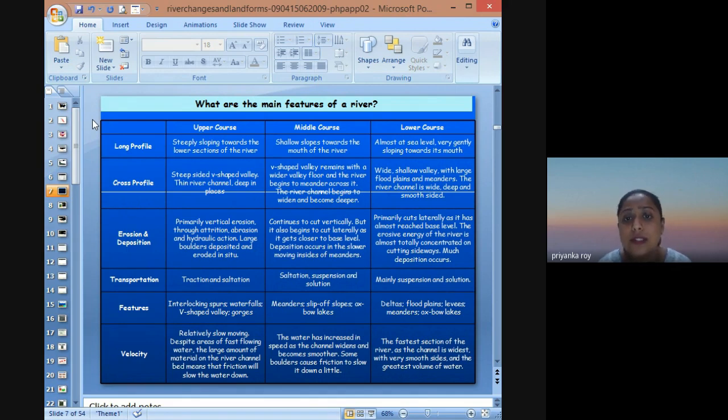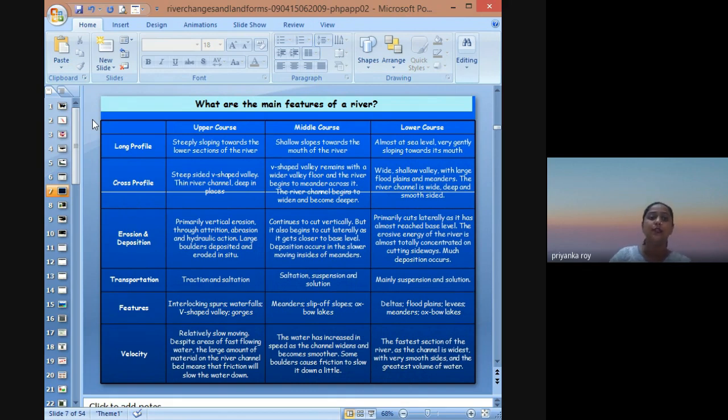On the lower course, it has a wide and shallow valley with very large floodplains. So it has very large floodplains, and the river meanders a lot. It meanders almost like a snake, right? So the river is meandering a lot at the lower course of the river. The river channel is wider and has deep and smooth edges on the side. There is more deposition which happens here.